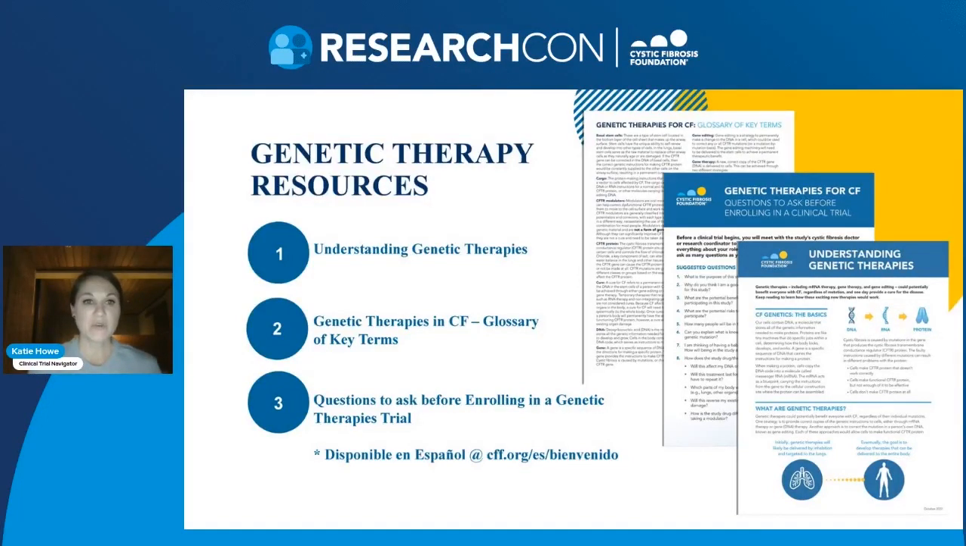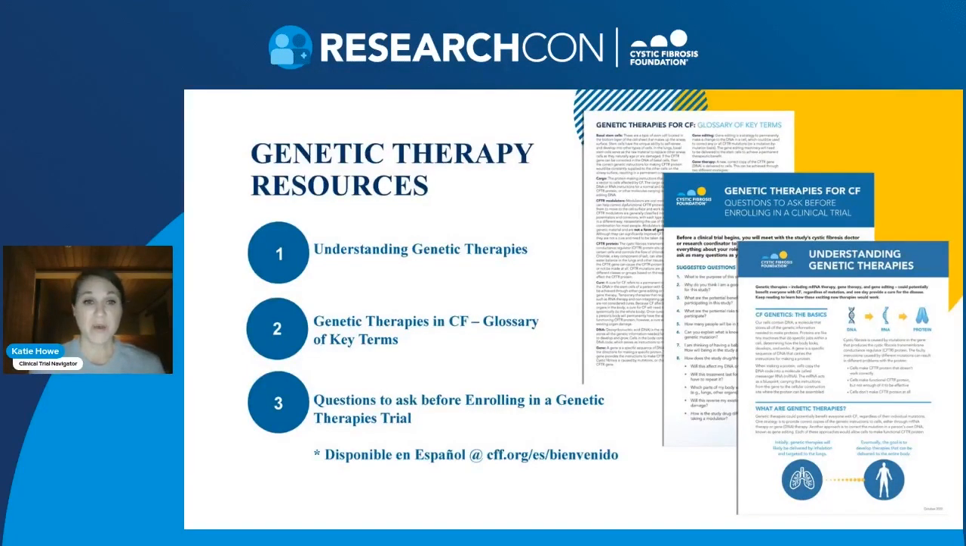But just to go over a few resources, these are really good resources that you can access to learn more about genetic therapies. I highly recommend going and finding these. They will also be available in the resources in the chat. These are really for you to take to your provider, your care team, or your research team, and just ask more questions.